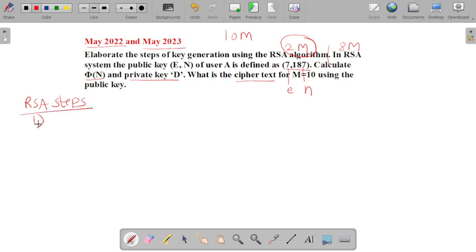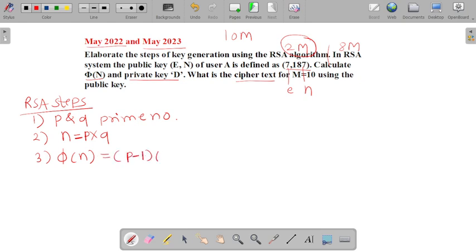So the step 1 is, first of all, we have to choose the value of P and Q. These are the prime numbers. So we have to choose the value of this prime number, that is P and Q. Then we will calculate the value of N is equal to P into Q. The third step is, we have to find the value of phi of N is equal to (P minus 1) into (Q minus 1).